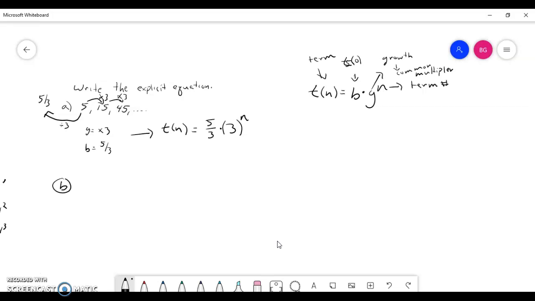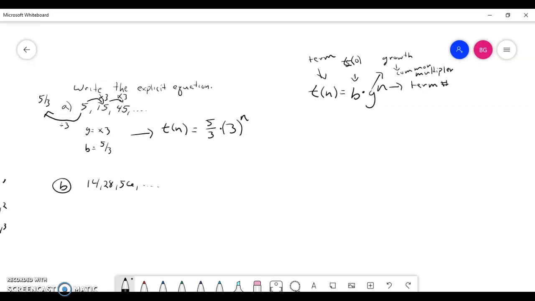So I'm going to put up another one here, B. B here, I'll give you 14, 28, 56, and so on. What I want you to do is pause the video and try and write this explicit equation for this sequence now.